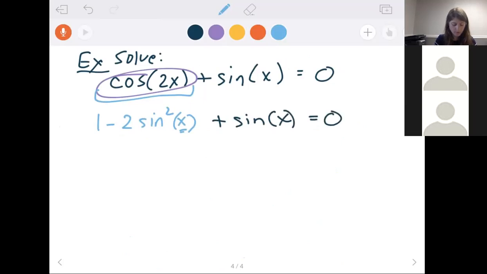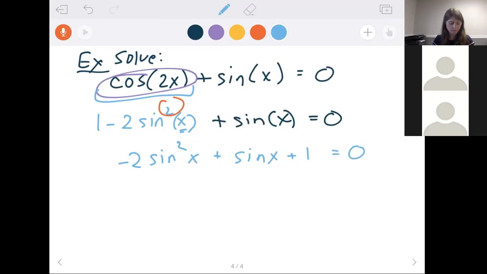So let's clean it up. And since I see this squared, I'm going to think about writing it with my sine squared term first. And I'm just going to drop my parentheses. We don't really need that. And I am going to think about putting that +1 at the end. So, questions so far on this part?